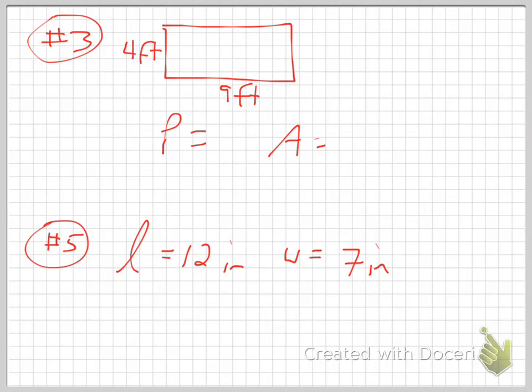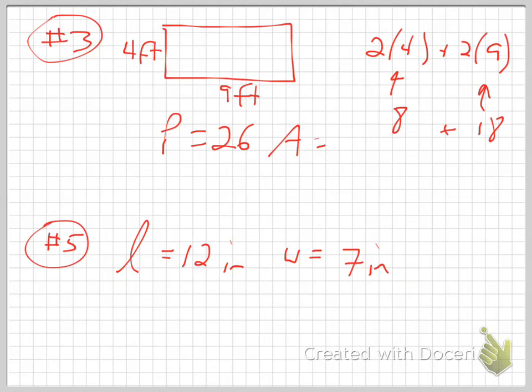What's the perimeter of the first one? What are the 2 ways I could do this? Joy, give me one way to do it. Perfect. 2 times the length plus 2 times the width. So 2 times 4 plus 2 times 9. 2 times 4 is 8. 2 times 9 is 18. 8 plus 18 is 26.